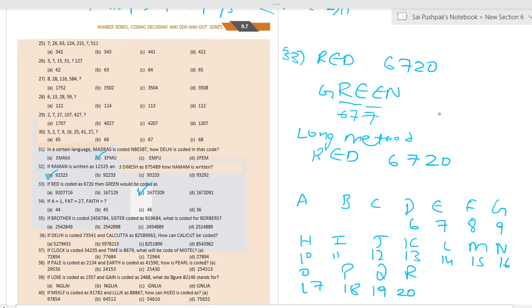How did they do? Actually, R value should be 20, E value is 7, D value is 6. So instead of writing it as 27 6, they have written it as reverse 6 7 20. Okay, so you should also write in reverse. So we'll find the value of green.